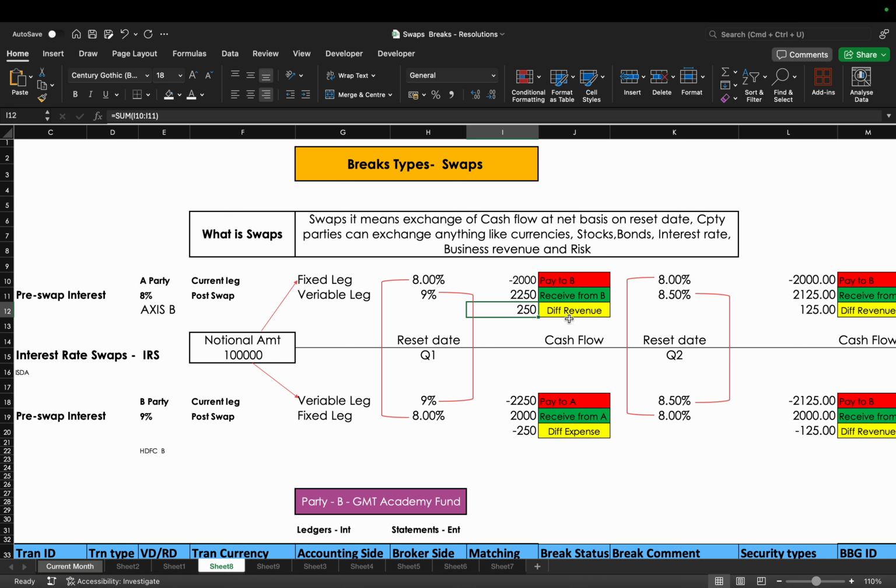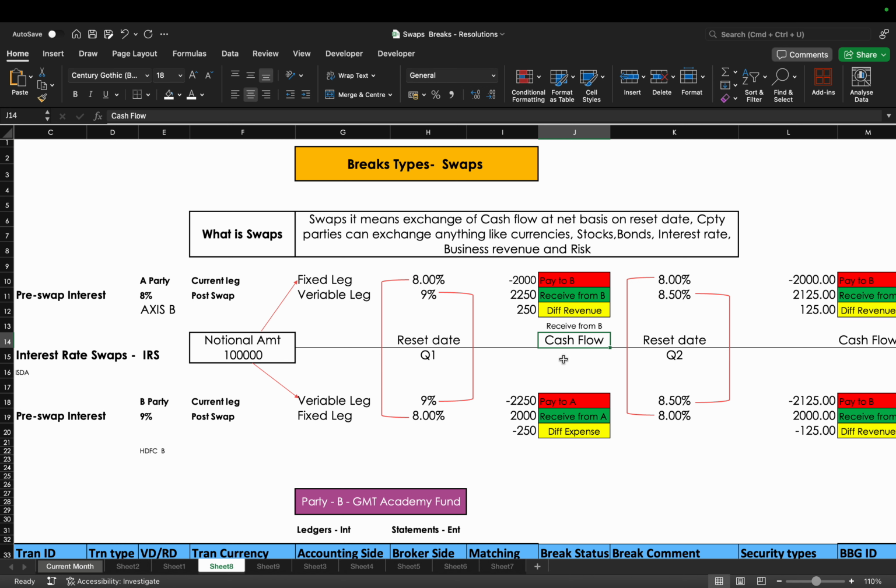And now let's talk about the difference. The difference is almost 250, which is a positive difference. This positive difference will be received from B by A. So actually, instead of the full payments, you can ask the counterparty to settle only $250, that's all, and that becomes the cash flow of your swap contract, all right.